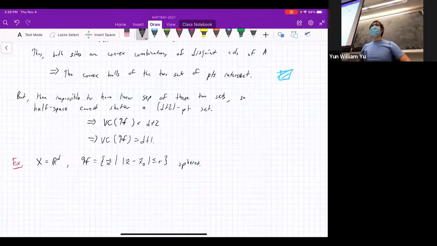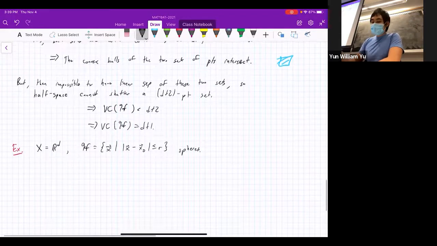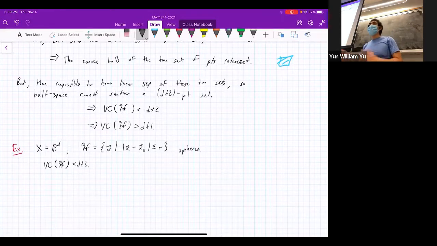Okay, so we're working with high dimensional hyperspheres now. There's some relationship between hyperspheres and hyperplanes, right? Given that hint, we can show that the VC dimension of H is less than d plus 2. Why is that?